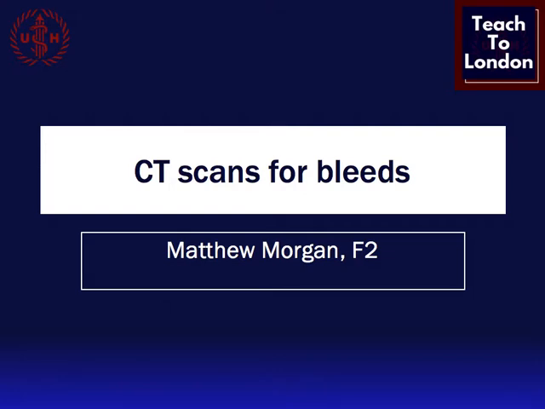There are lots of different types of bleeding that you can pick up on CT, things like acute GI bleeds, renal hemorrhage, post-renal trauma, but today we're going to focus on the most common bleeds that we face in A&E or on the wards, and that's intracranial bleeds.